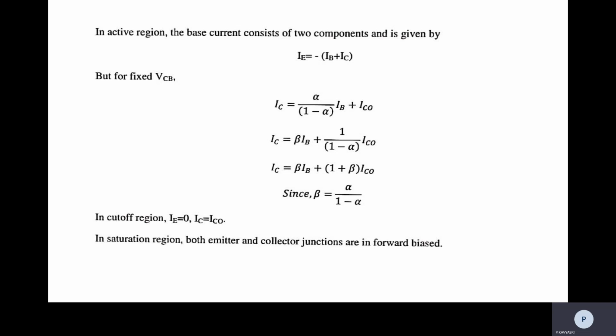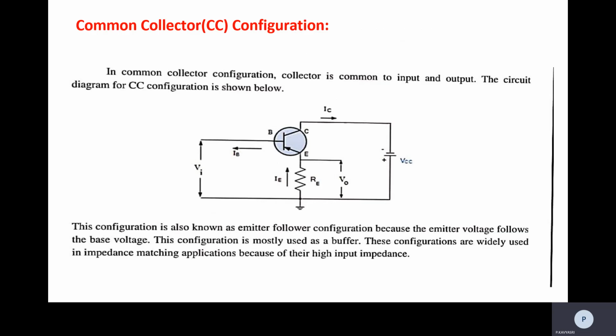Active region means one bias, the input bias, should be in forward and the output bias should be in reverse. Inverse active region means the input bias should be in reverse and the output bias should be in a forward condition. These are the different regions in the transistor. Now we will see common collector configuration.